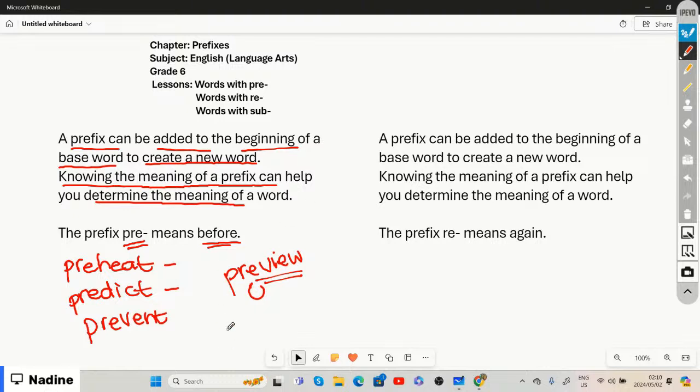Then we even have preschool. Remember kids, they go to preschool before they officially start school. So that is a few examples of the prefixes that start with pre. And pre means before.